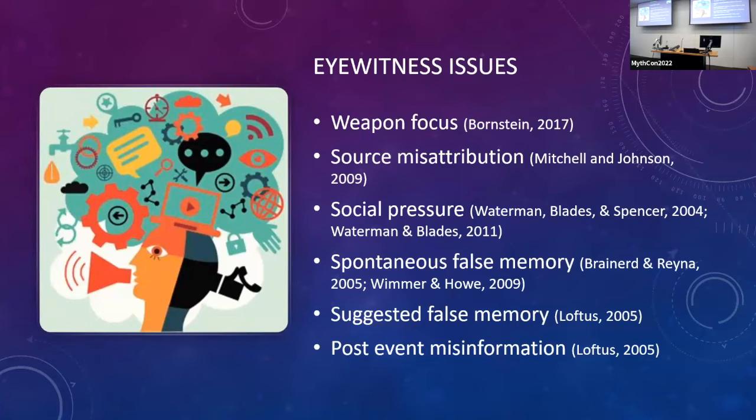The last two on the list are the two that are probably most important for my research, and that is suggested false memory, whereby information which is suggested to you as being correct is incorporated into your original memory trace, and this mainly occurs through post-event misinformation, where conversations with other witnesses, parents, social workers, etc., even the police, can actually corrupt witness accounts.